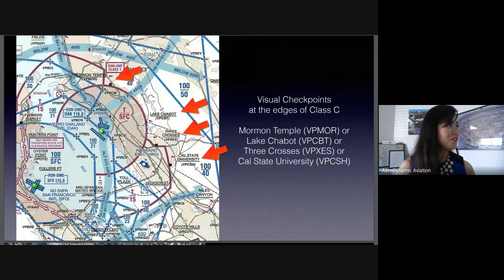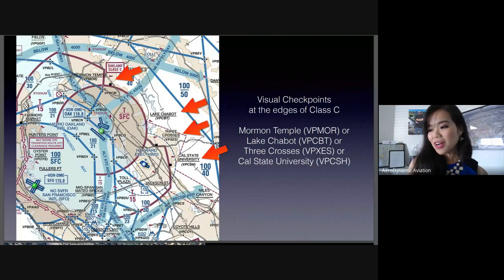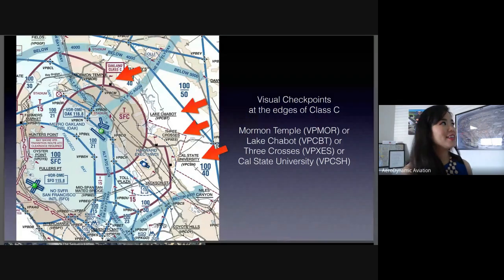Here are the 4 fixes on your sectional, and this is an image from VFR Flyway. The first fix is the Mormon Temple. It's at the edge of Class Charlie. The second fix is the Lake Chabot. It's near Oakland Airport, and also at the edge of Charlie. Then we have the 3 Crosses where the highways intersect, and Cal State University. These are visual checkpoints, which means they're features that are really obvious from the sky that you can identify easily.